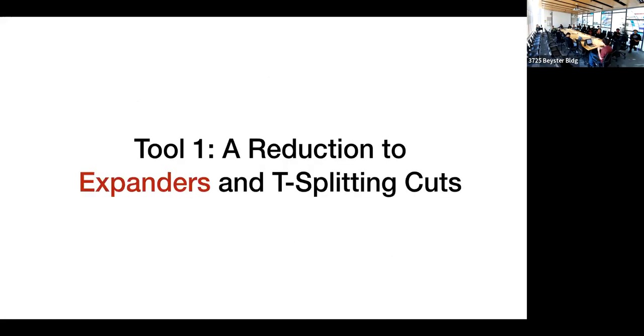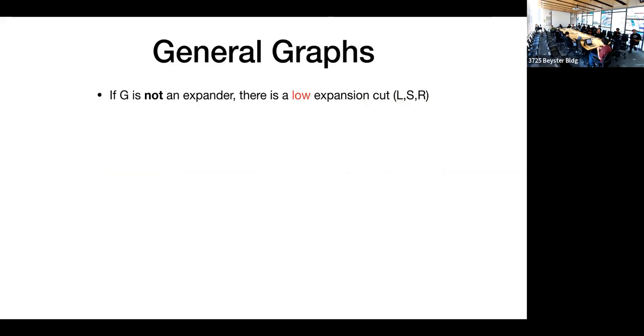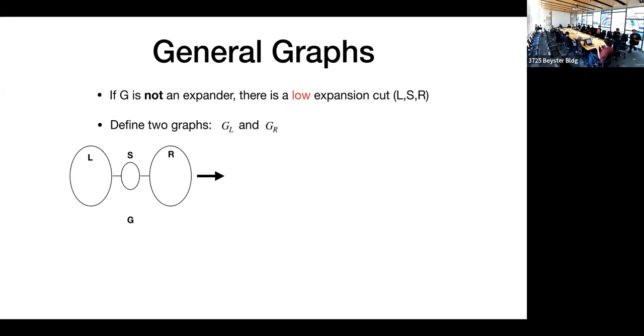Now I'm going to tell you how to handle the general case. In general, the graph is not an expander. If the graph is not an expander, we can find a low expansion cut, let's say it's L, S, and R. We can define the following graphs, called G sub L and G sub R.